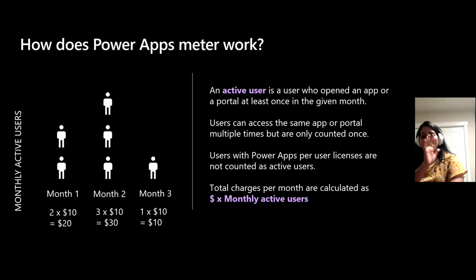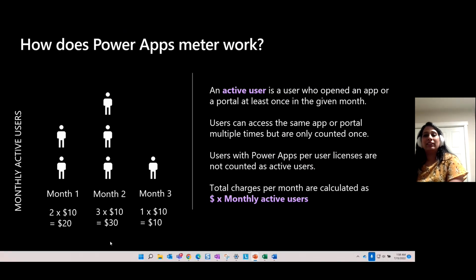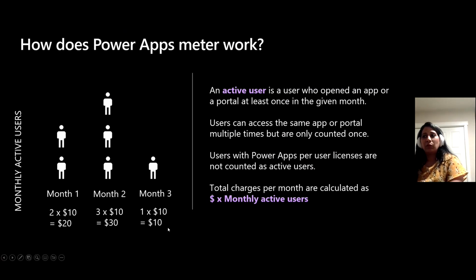And just like Power Automate add-ons, like the unattended add-on, cannot be mixed with Paygo, even the Power Apps per app capacity license, a prepaid license, cannot be mixed into a Paygo environment. So let's say in this example, in the first month, there are two customers that came in and used the app. So it's $20. Second month, there are three users, $30. And the last month, it's only one user. So as the trends change, your cost also changes accordingly.